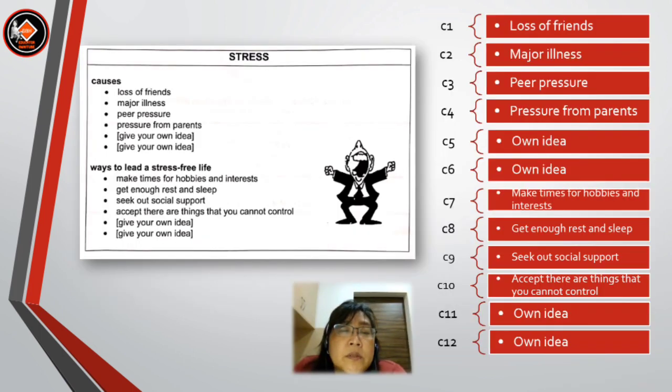Stress, causes: loss of friends, major illness, peer pressure, pressure from parents, give your own idea. Ways to lead a stress-free life: make time for hobbies and interests, get enough rest and sleep, seek out social support, accept there are things that you cannot control, give your own idea.